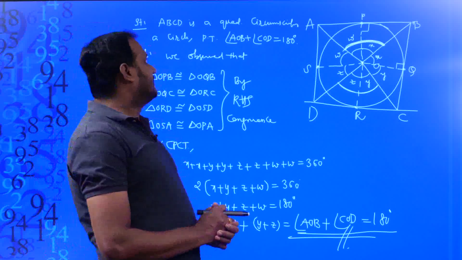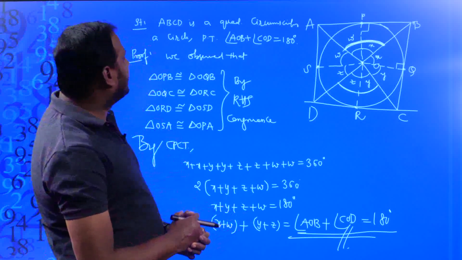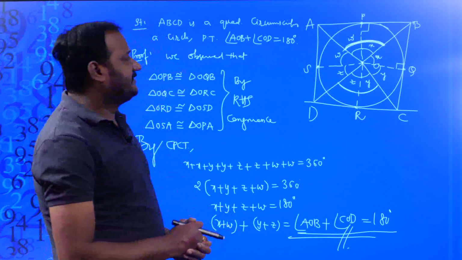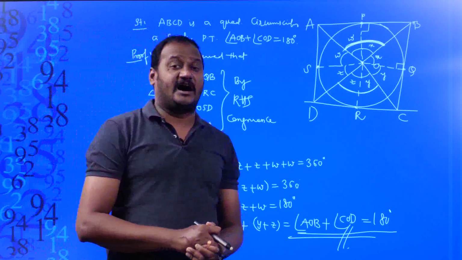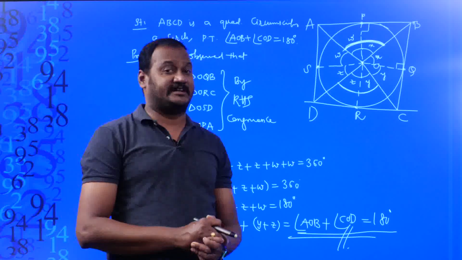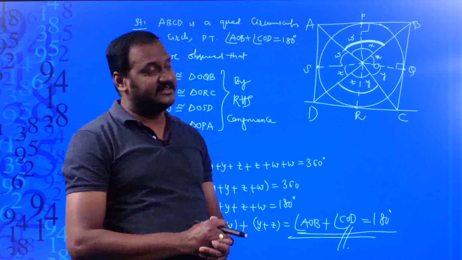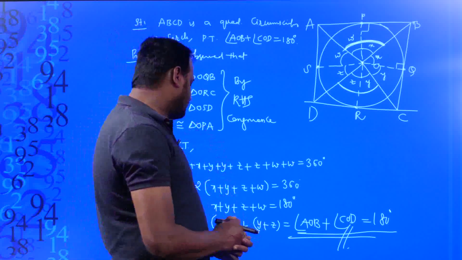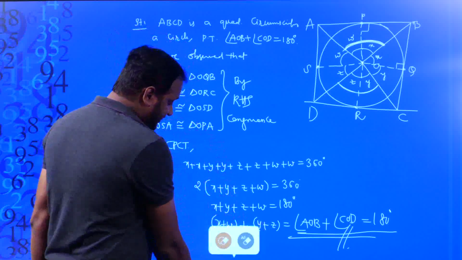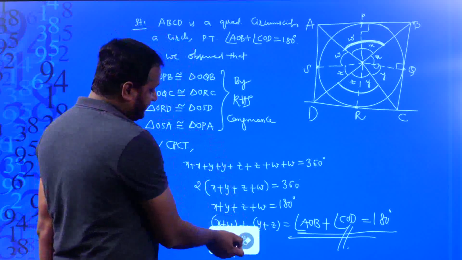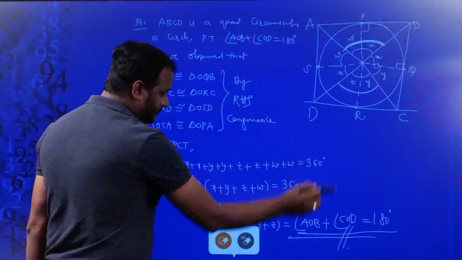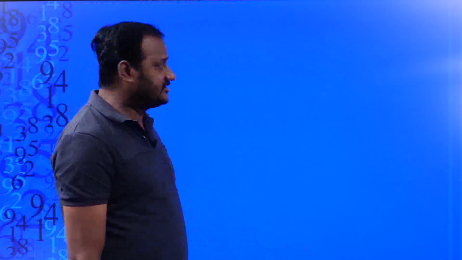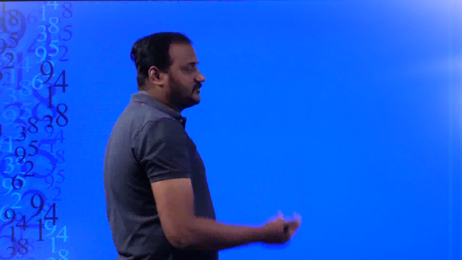And here the point is, if ABCD is a quadrilateral circumscribing a circle, then we should prove that opposite angles subtend supplementary angles at the center. So, let us move on to the next statement. The next statement is very important, of course, for 4 marks in essay questions. So, we are going to prove that statement.